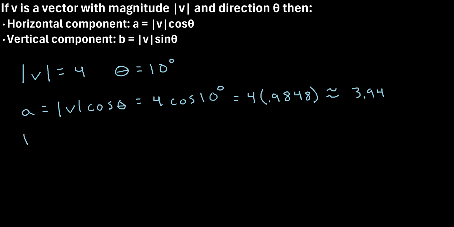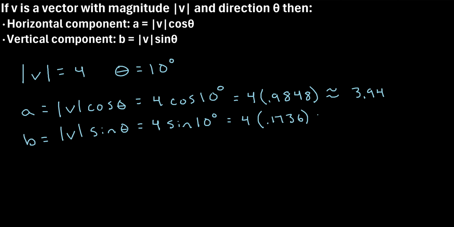Now for the vertical component, we'll write b is equal to the magnitude times the sine of theta. So we get the magnitude is 4 times the sine of theta. Theta is 10 degrees. And again, 10 degrees isn't really one of these coordinates on the unit circle that we typically memorize the value for, so we can just punch that into our calculator. So we'll get 4 times the sine of 10 degrees is about 0.1736. So if we do 4 times 0.1736, we get about 0.69. So that's our vertical component.